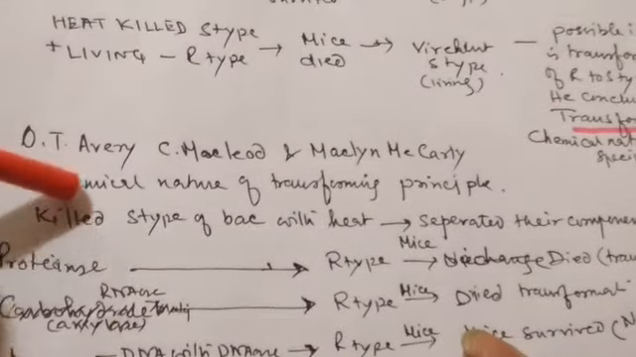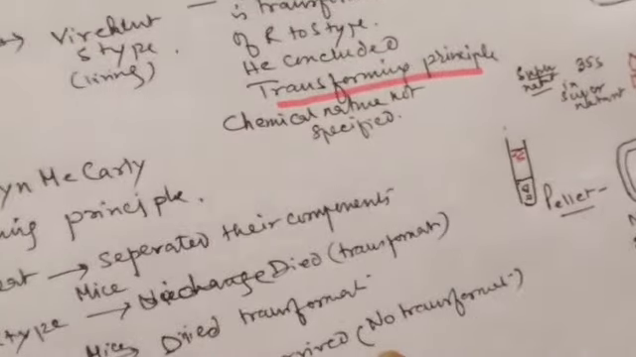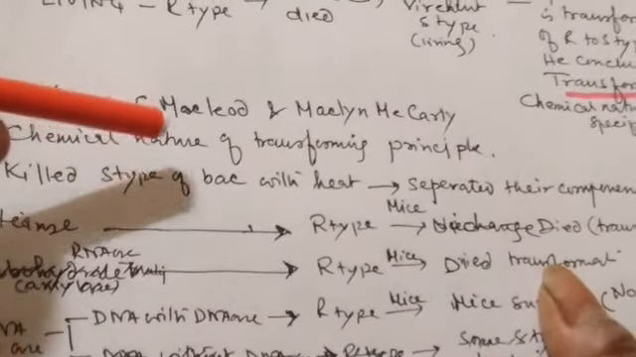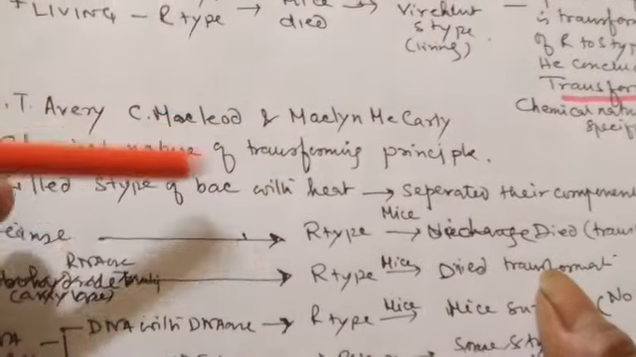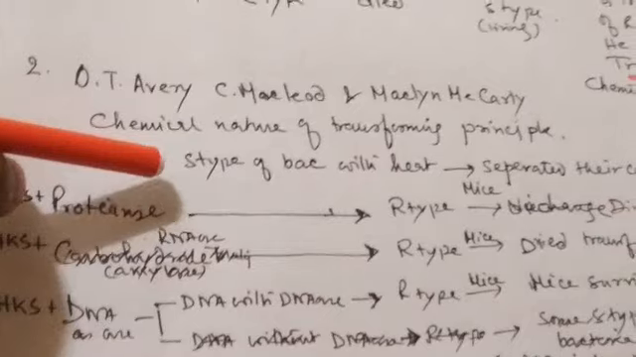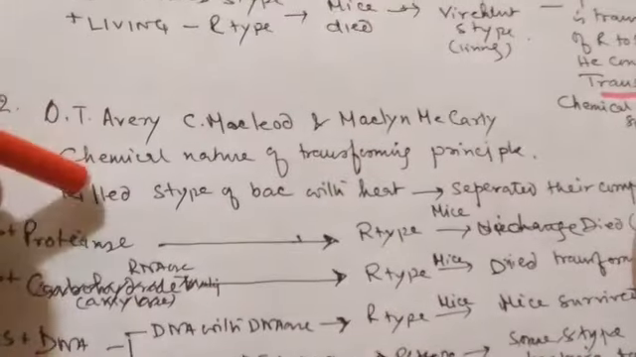Next, in search of genetic material, three scientists came, 16 years after Griffith. They are Avery, MacLeod and McCarty. These three scientists started to find out the biochemical nature of that transforming principle.